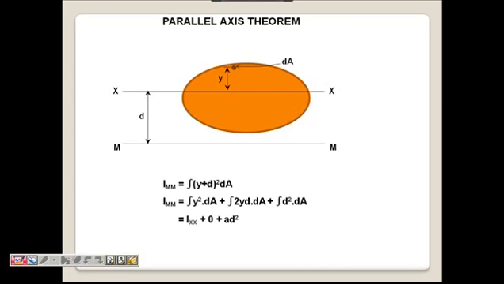And therefore we come up with a very powerful formula: the moment of inertia about axis mm, which is at a distance d and parallel to the centroidal x-axis of that area, is equal to Ixx plus A d square. That is, the moment of inertia about the centroidal axis plus the area into the distance square. The distance between the two axes you square and multiply with the total area.